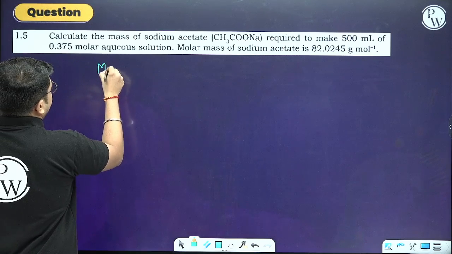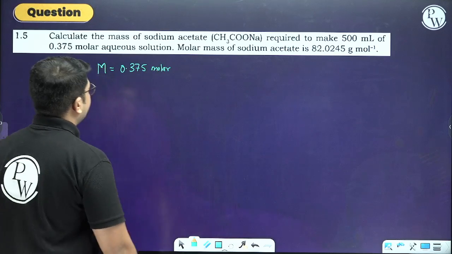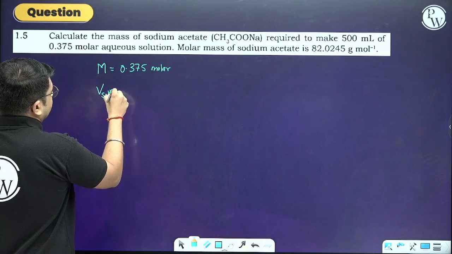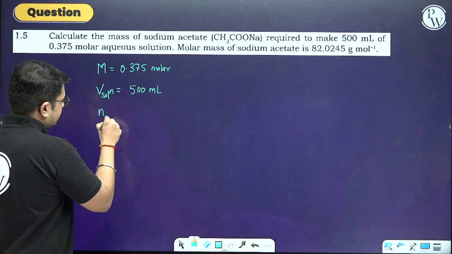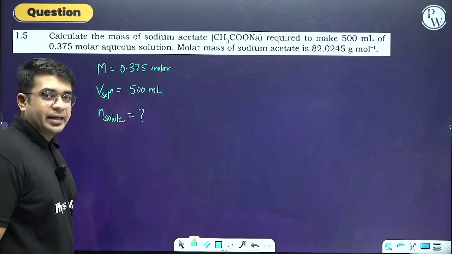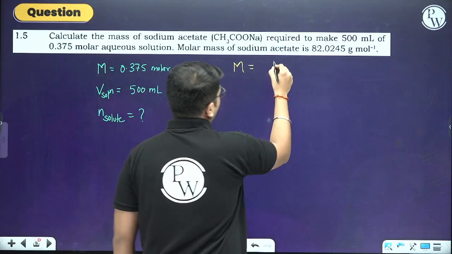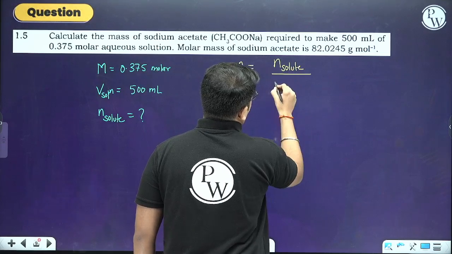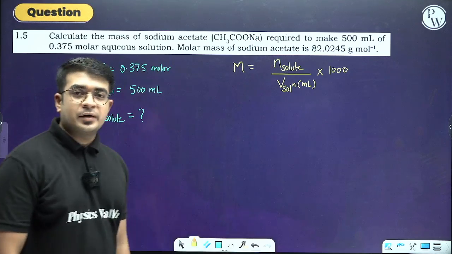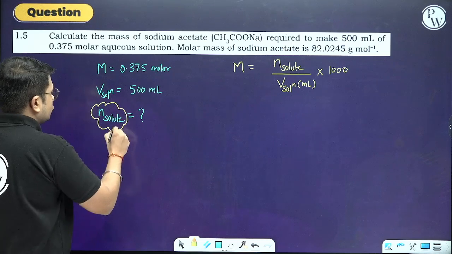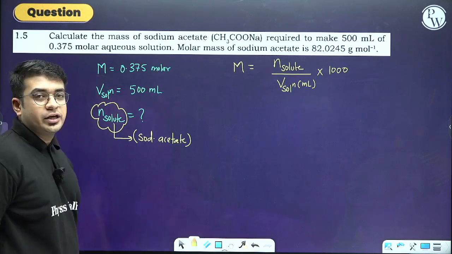Molarity is given, which is 0.375 molar. Molar is the unit in this case. Next, the volume of solution is already given, which is 500 ml. The information missing in this case is the number of moles of solute. Can I apply the formula of molarity? Yes, definitely. Molarity is equal to number of moles of solute divided by the volume of solution in ml, multiplied by 1000. I hope this part is clear. Now in this case, the solute is sodium acetate. Can I put the value? Yes.